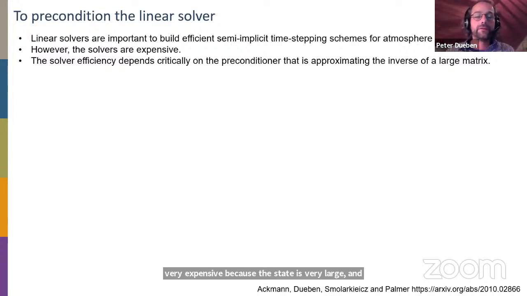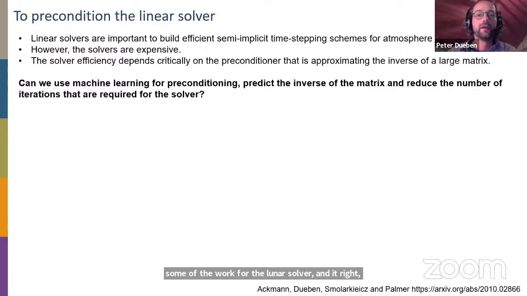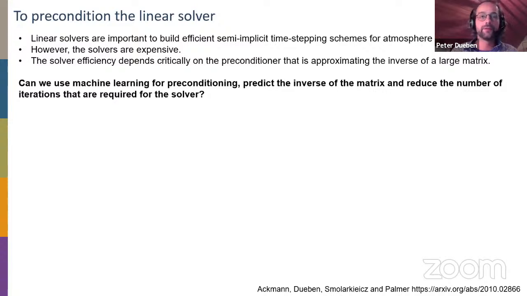The efficiency of those solvers critically depends on the preconditioner that you're using. The preconditioner is basically trying to approximate the solution that you get from the linear solver. If you have this approximation, you can offload some of the work from the linear solver and iterate a smaller number of times and get benefits. Jan Ackmann has now looked into whether you can use machine learning for preconditioning in this case, so whether you can predict the result of the inverse of the matrix that you need to solve the linear system.